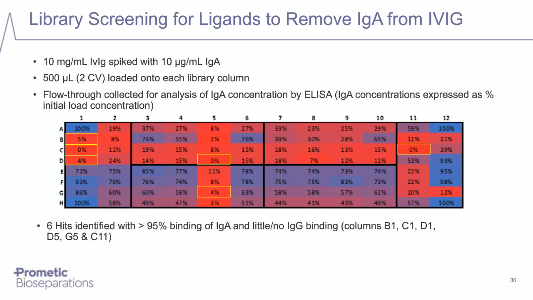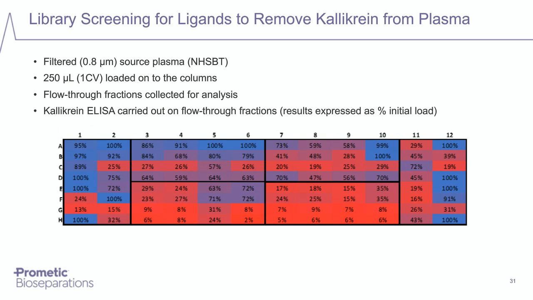In another example, this is now the removal of kallikrein. So kallikrein is a protease when it's activated, and it can catalyze the conversion of plasminogen to plasmin, which is a very potent protease, and that can lead to bleeding episodes, uncontrolled bleeding, if there's activated kallikrein in plasma products.